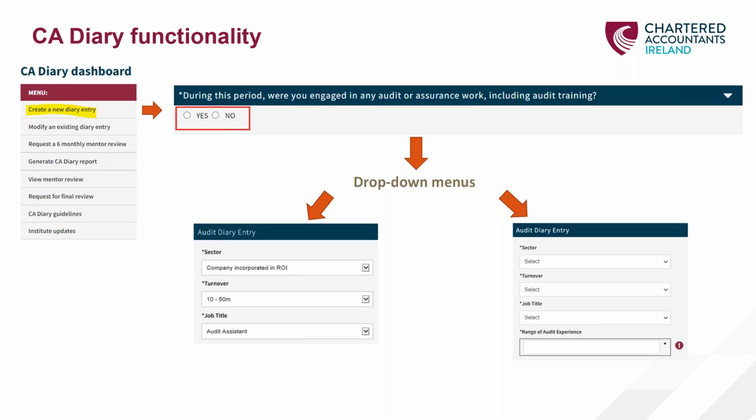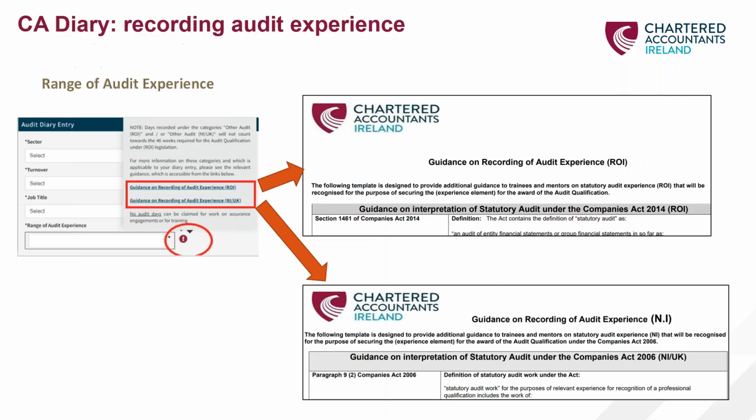Under the Audit Diary Entry section, the inputs are recorded via 3 separate drop-down menu options, and these are Sector, Turnover, and Job Title. Care and attention should be taken with these inputs, and especially in the range of audit experience section, as this can provide the opportunity to record statutory audit or other audit days.